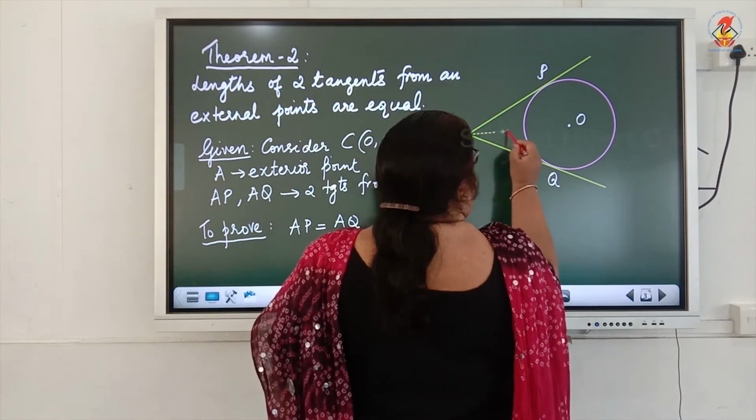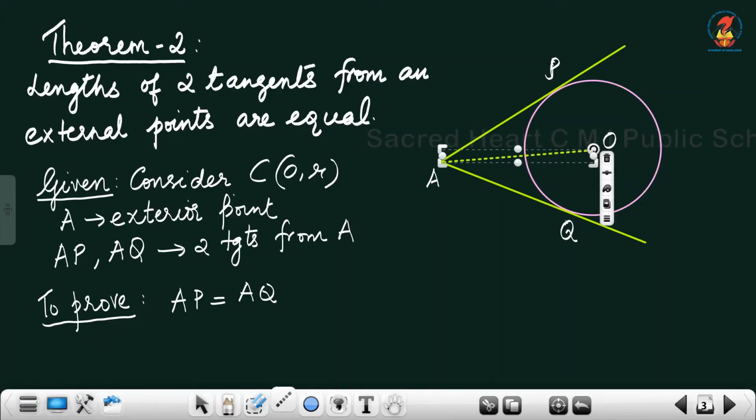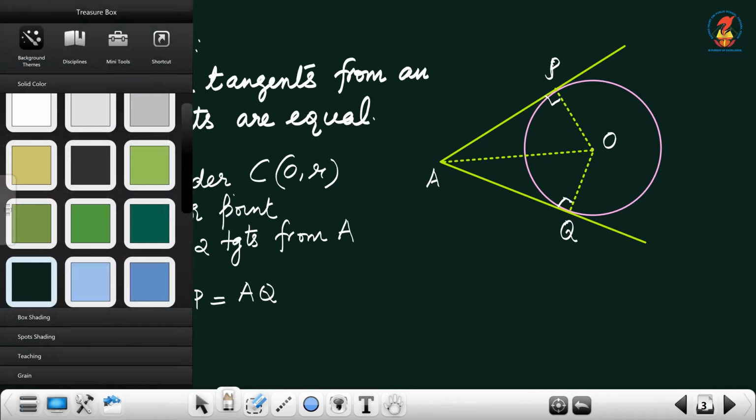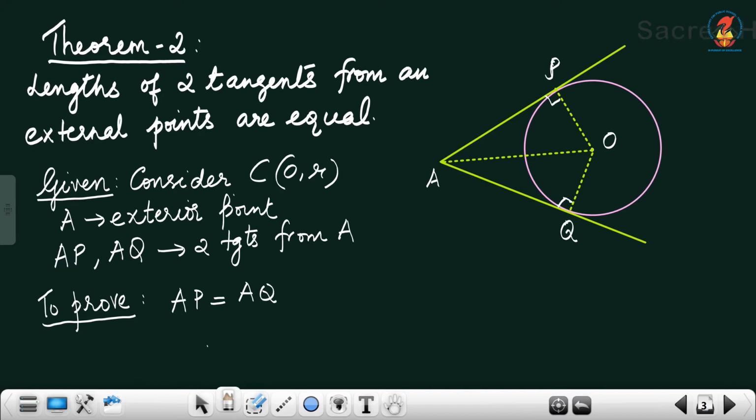From A to O, I am just drawing a line. Then P to O is also drawn. O to Q is also drawn. From the previous theorem, we know that OP, that is a radius, is perpendicular to the tangent. So here also OQ, which is a radius, is perpendicular to the tangent AQ. So when I drew the line over here, you can see two triangles are formed.